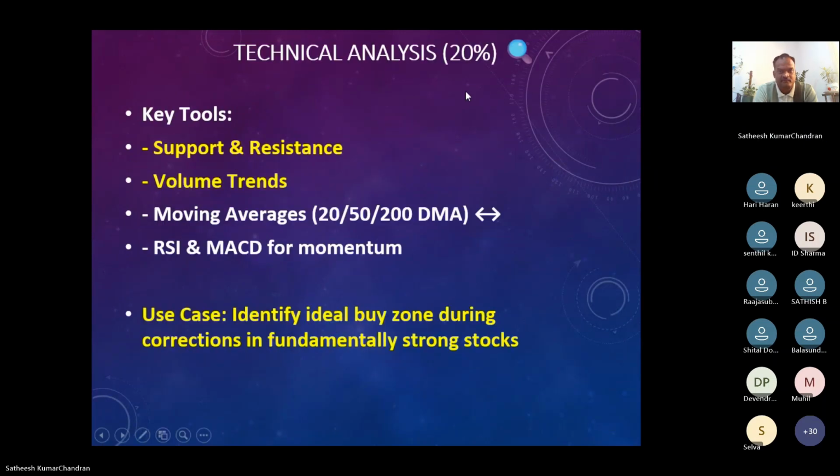Okay. Now we will see the technical analysis part. We need to see support, resistance, volume trends, moving averages, and RSI, MACD. There are many things in technical analysis. We will not go into detail about each and everything, but it is very important to understand what is the support level, resistance level, breakout level, entry level or exit level. This is very critical to understand in technical analysis.